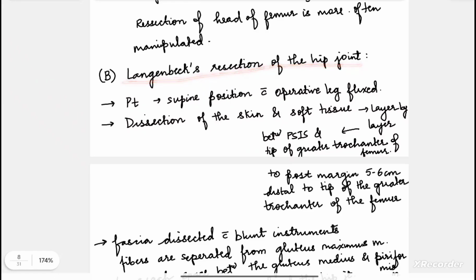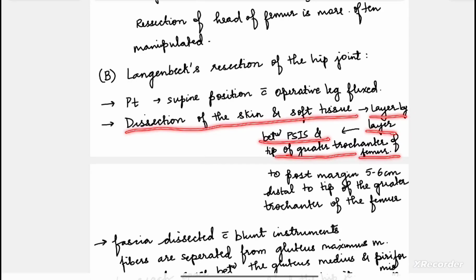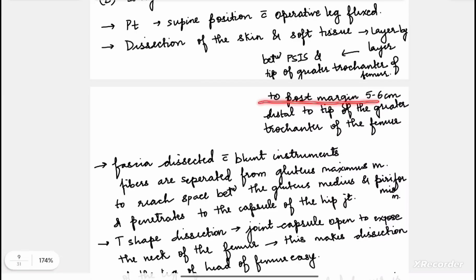Langenbeck's resection of the hip joint. Patient is in supine position with operative leg flexed. Dissection of the skin and soft tissue layer by layer is done between the posterior superior iliac spine and the tip of the greater trochanter of the femur, to the posterior margin 5 to 6 cm distal to the tip of the greater trochanter of the femur.